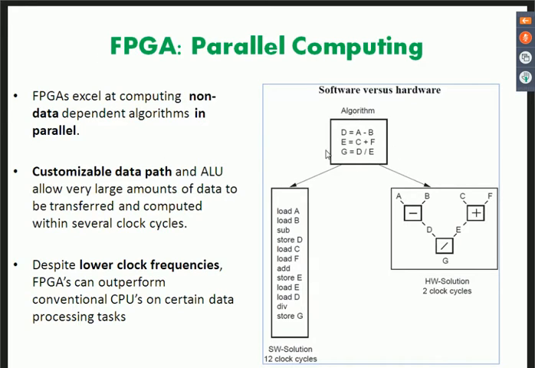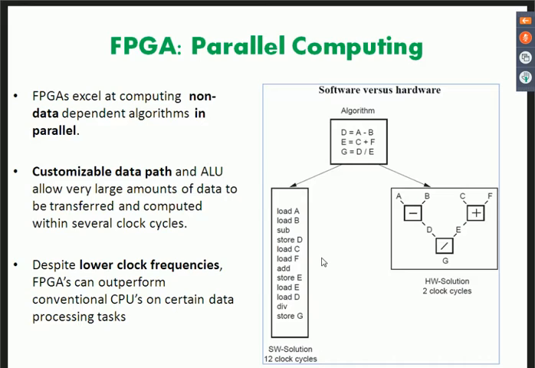Software solution means implementing the same algorithm by using a microprocessor or microcontroller. If you want to implement this algorithm by using a microprocessor or microcontroller, there is a need to write the program in a higher level language or assembly language. There are steps for each. If I want to implement D equals A minus B, we have to first load A, then B, then perform the subtraction operation, and then store the result into D. Then load C, F, perform the addition operation, and store the result into E. Again, load E, D, and then perform the division. These are the sequence of steps required to implement this algorithm.